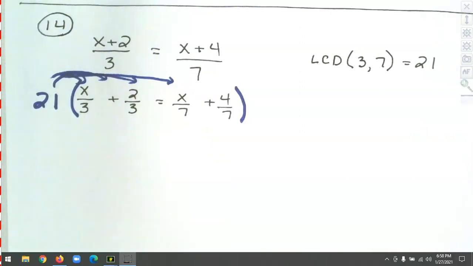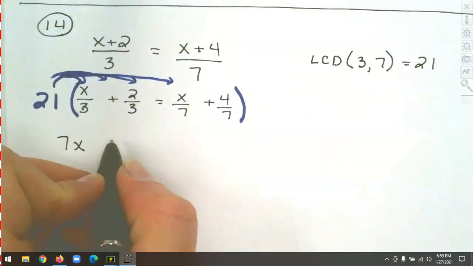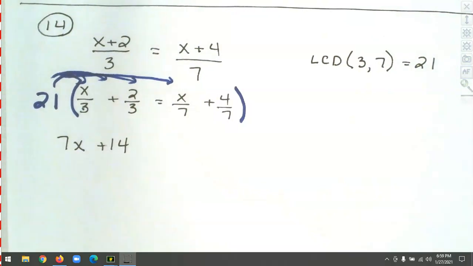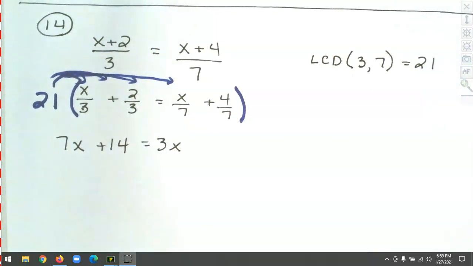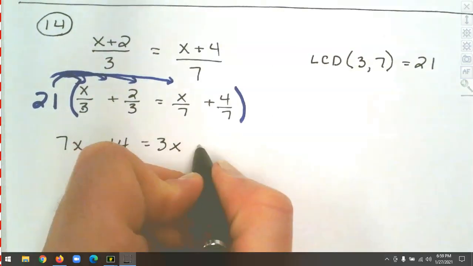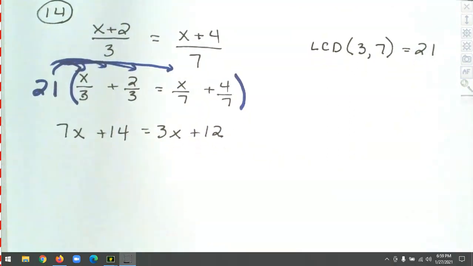And when we clear our fractions, what do we do? Divide by the number down below, and multiply by the number on the top. So 21 divided by 3 leaves you with a 7x. 21 divided by 3 is a 7, times 2 makes it 14. 21 divided by 7 makes it a 3, and the x stays with it. And 21 divided by 7 is a 3, times 4 makes it a 12. Fractions are gone.